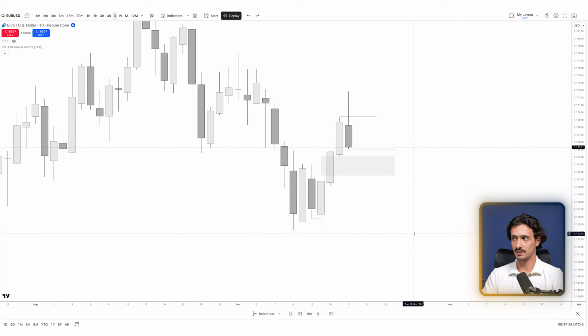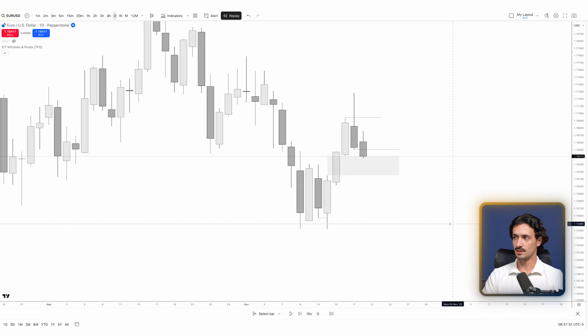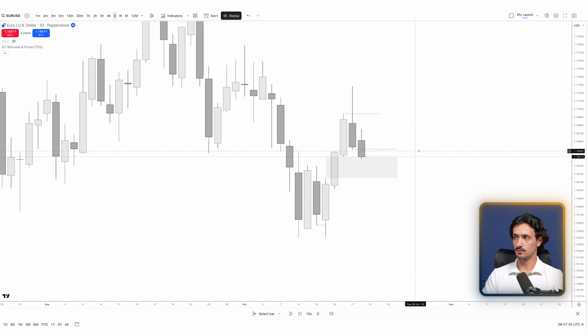And again, I just want to predict the next daily candle. And again, what do you see? The next daily candle is another bearish candle, right? We've closed below and we've ended up inside of this level.